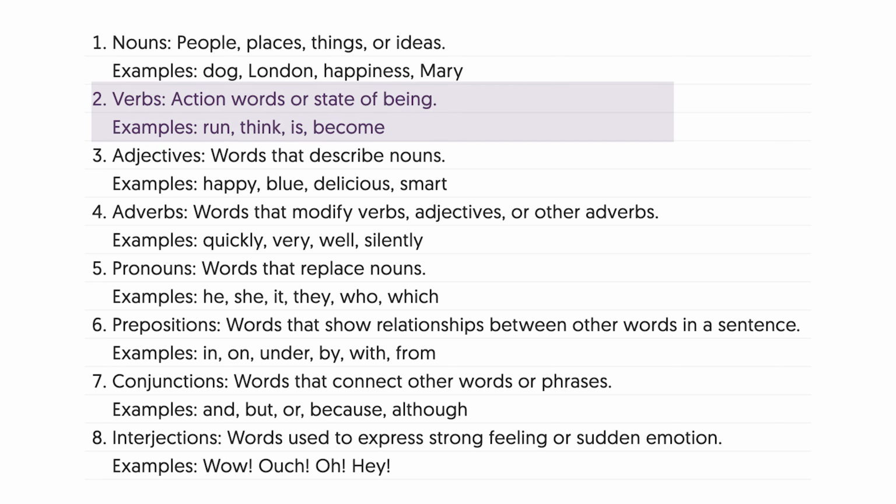2. Verbs: action words or state of being. Examples: run, think, is, become. 3. Adjectives: words that describe nouns. Examples: happy, blue, delicious, smart.